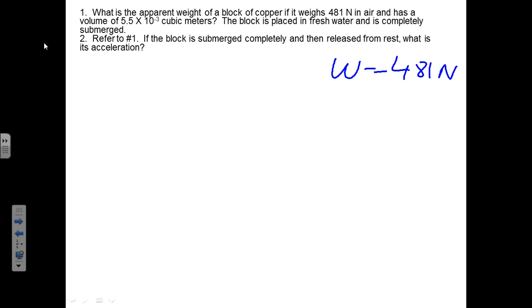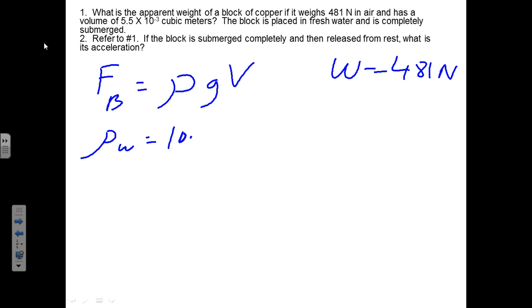Now, things to remember here. If the block's all the way under the water, it's going to displace a volume of water equal to its own volume. The buoyant force, according to Archimedes, is always equal to the weight of the fluid displaced. And we can find the buoyant force by using this equation: buoyant force is equal to density times gravity times volume. Density times volume is going to give us the mass of the water displaced, and when we multiply that by g, that will give us the weight of the water displaced. Remember that for pure water, the density is 1,000 kilograms per meter cubed.